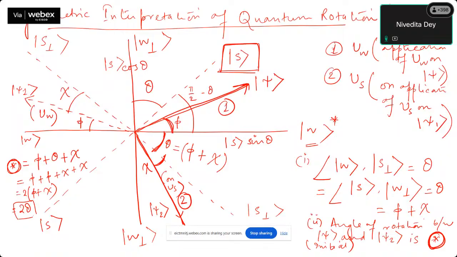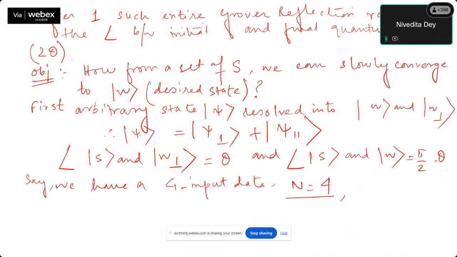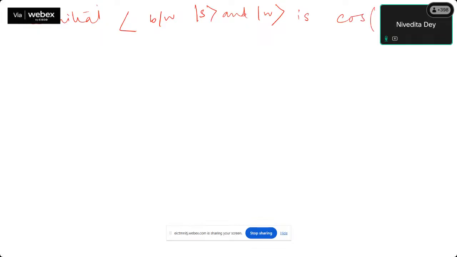If this is S cos theta, this is basically S sin theta, which is cos of pi by 2 minus theta. So let me call it theta dash. So it is basically cos theta dash. Cos theta dash is nothing but S. How can we calculate this one? This one divided by this and this. That is how we calculate it.